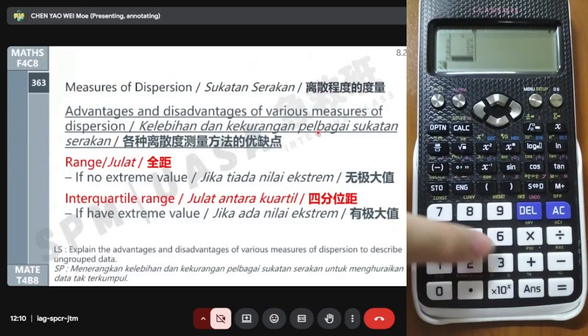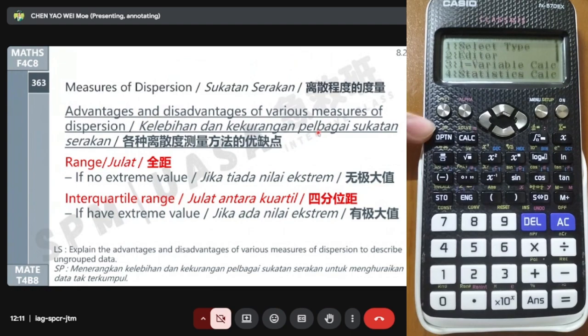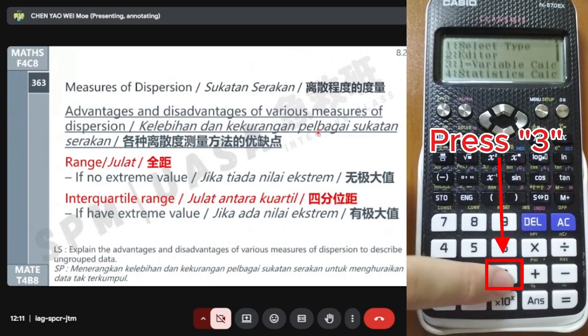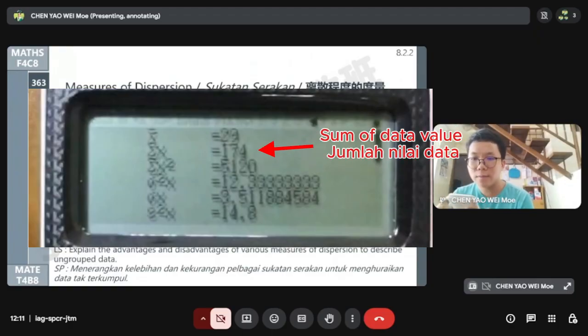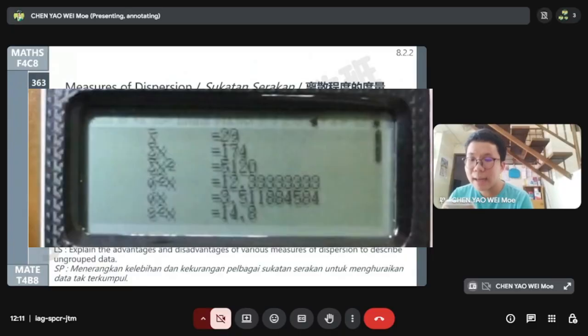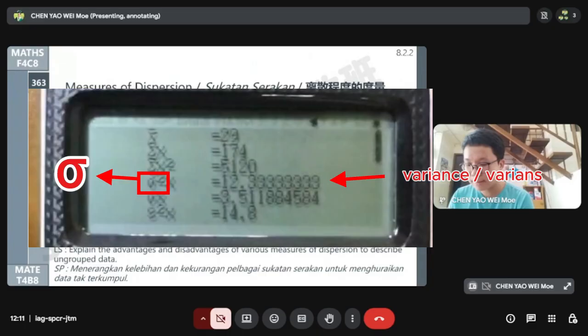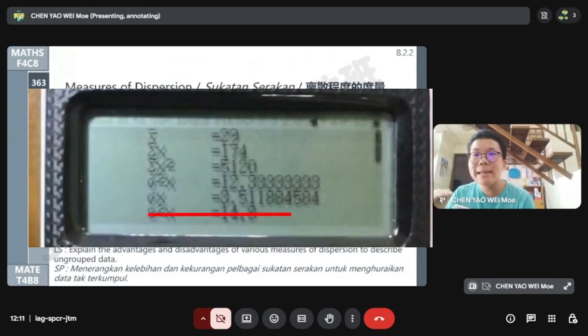Just put what you want to put. Okay. And press option and put number 3, you get the whole set of numbers here. First one is mean, second one is the total value. The third one is the total value after squaring. And the fourth one is called variance. Below it is the standard deviation. And below it is already standardized, so that one no need to use.